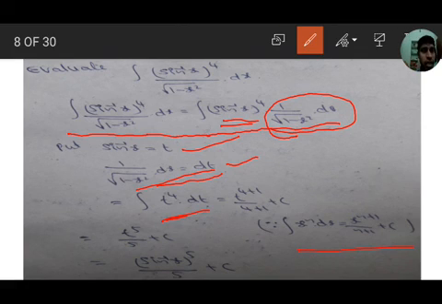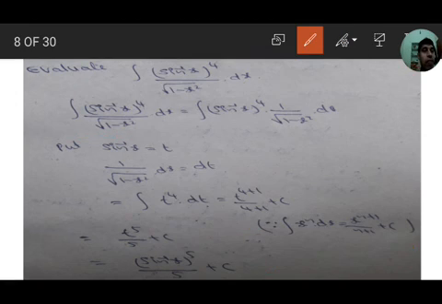Here the variable is t, therefore t to the power of 4 plus 1 by 4 plus 1 plus c, that is t to the power of 5 by 5 plus c. Therefore, substituting t, it is (sin inverse x) whole to the power of 5 by 5 plus c. This is the process. Here we took the function sin inverse x and its derivative is 1 by square root of 1 minus x square dx.